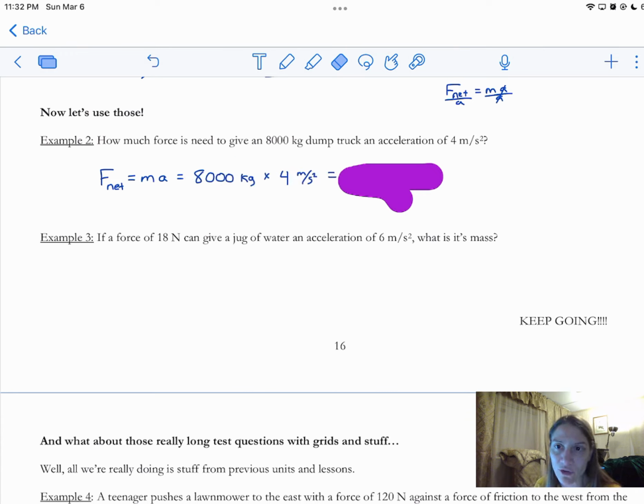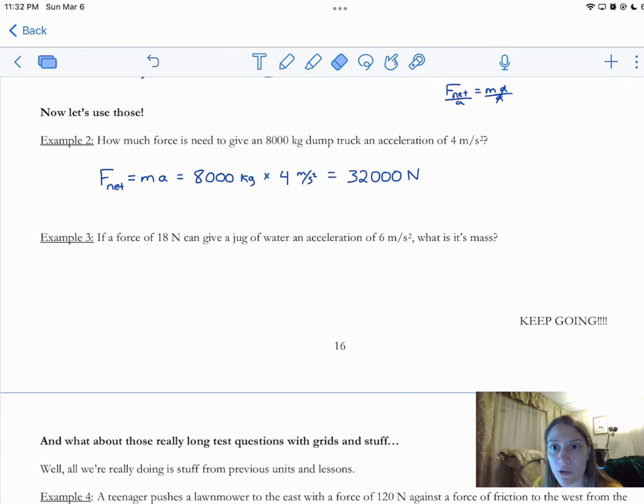Now, the biggest mistake students make is they try to square things when they're doing the calculation. You don't have to square anything. It's the seconds that are squared. That's part of the unit. Don't do any math with that. That's part of the unit, okay? So all we're going to be plugging into our calculator is 8,000 times 4, which is 32,000. Newtons is our answer, with newtons as the unit there.